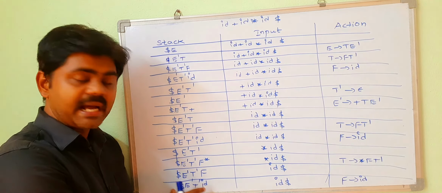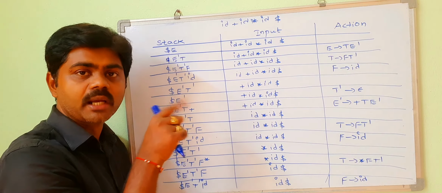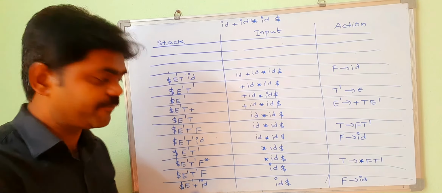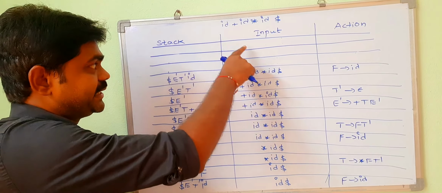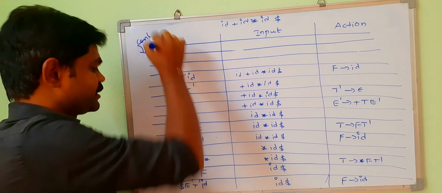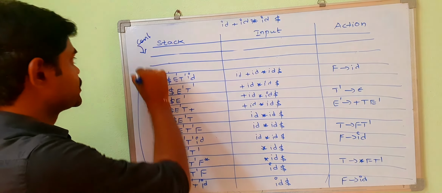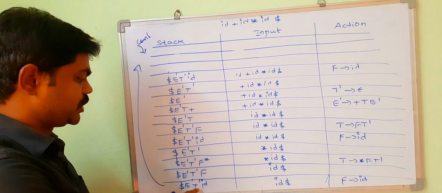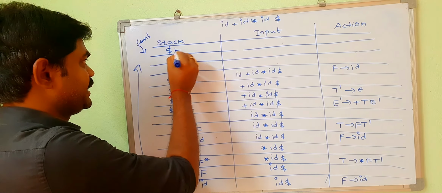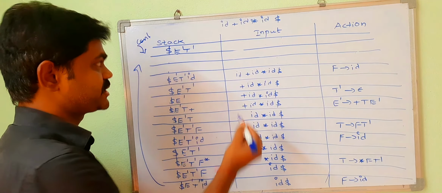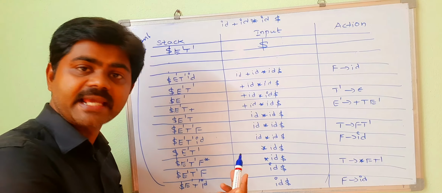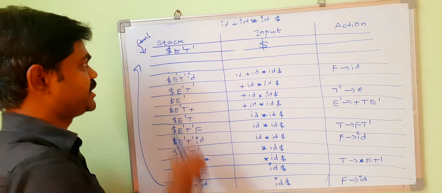Finally, I should be left with only dollar. Then my input is parsed. I don't have space here, so I erased here and I am filling it. This is a continuation from this table. And id gets cancelled. So I am left with dollar E dash T dash and dollar. F tends to id gets cancelled and I am left with dollar E dash T dash.